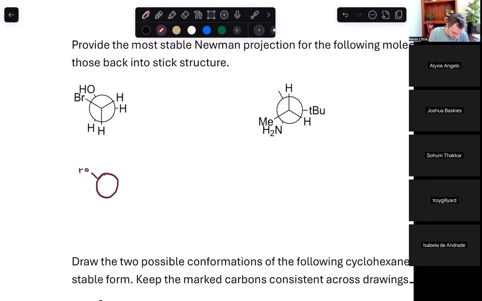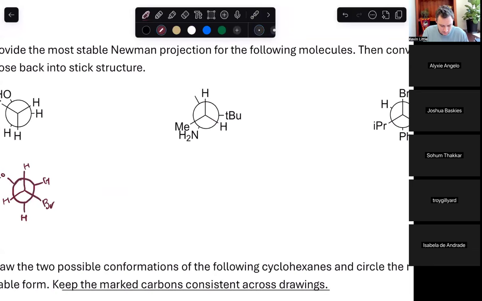OH, hydrogen, hydrogen. And then I'm going to turn the bromine so it's exactly opposite of the OH. This one's not too tough because it doesn't really matter where the hydrogens go.